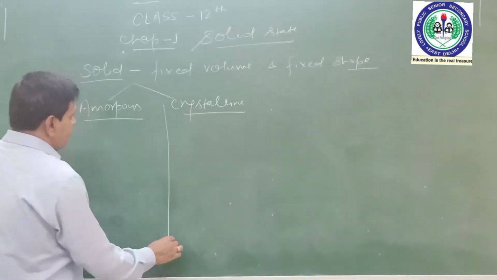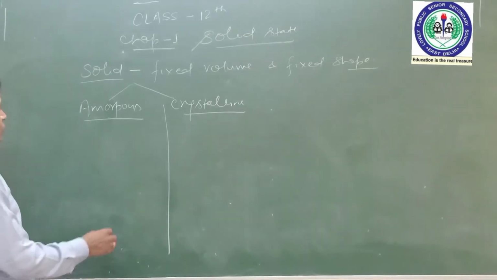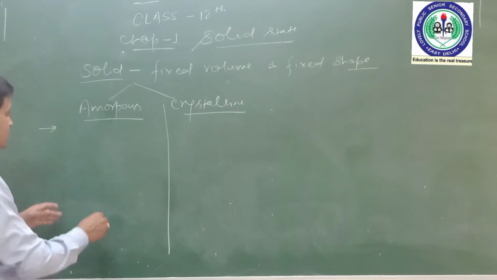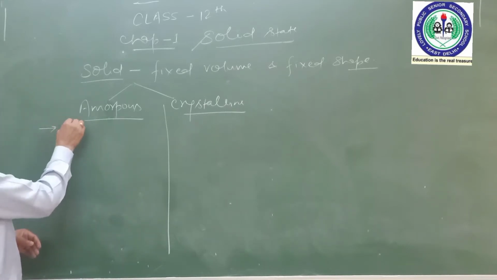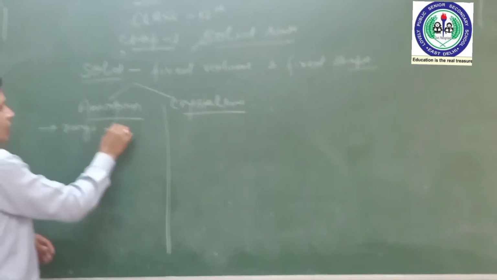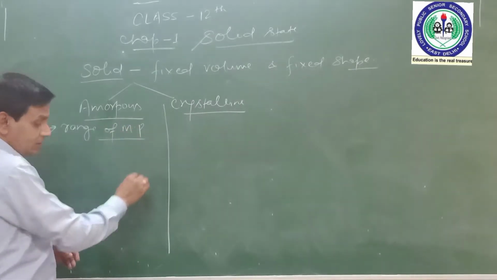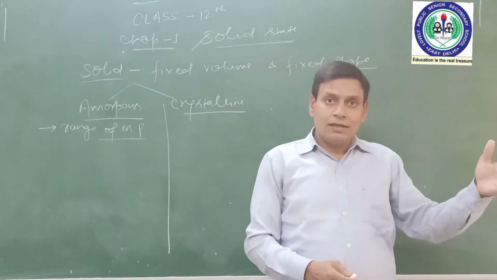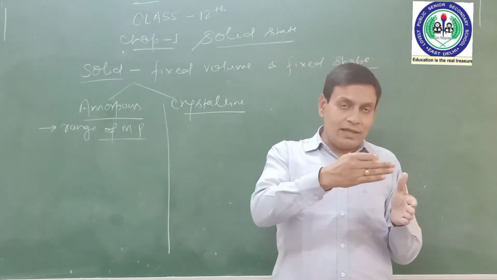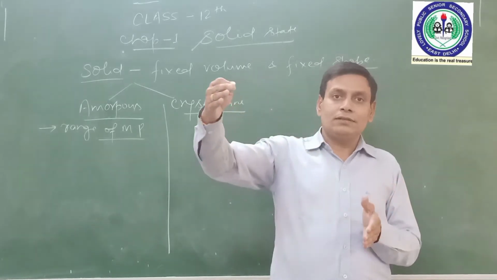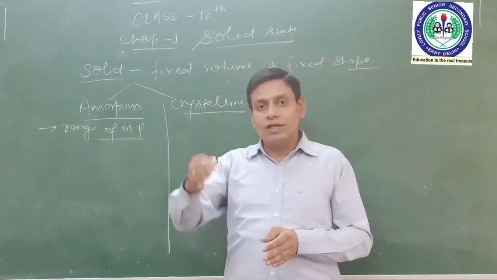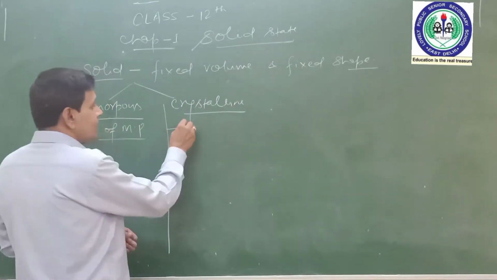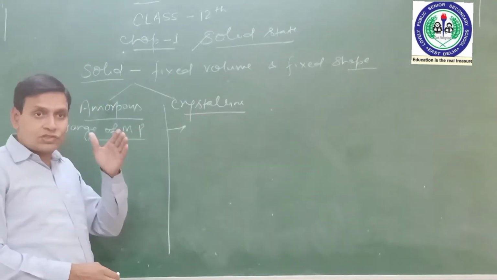If you distinguish both types of the solid, how can we identify which one is the amorphous solid? The amorphous solid has a range of melting point. That means amorphous solid melts over a range of melting point, it starts melting from one point and ends melting at the next point of the melting temperature. And what is crystalline solid? Crystalline solid melts at a sharp melting point.